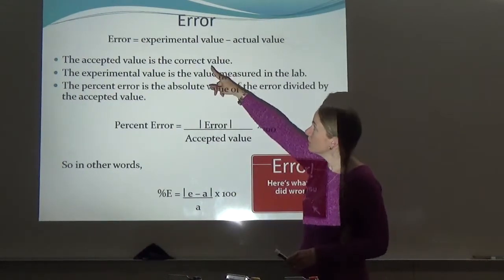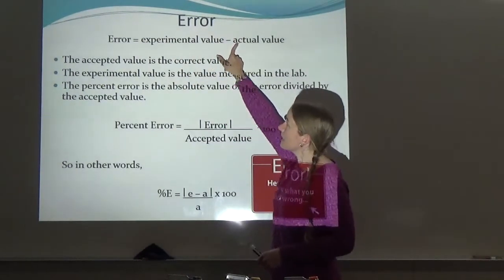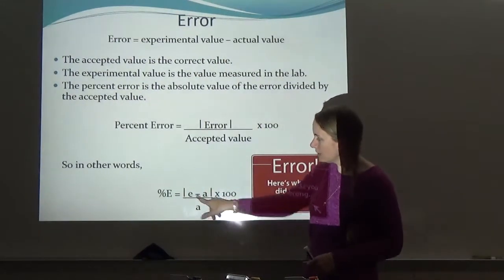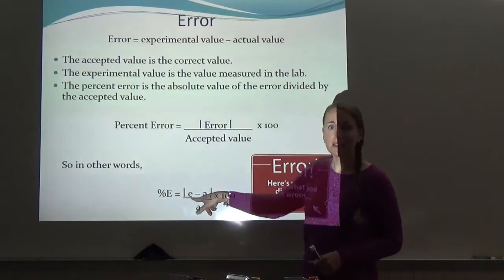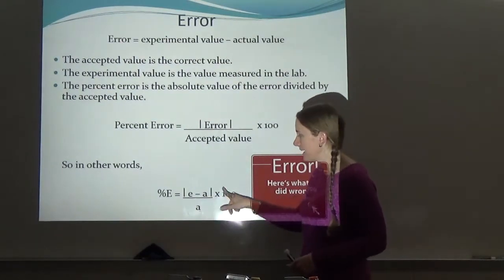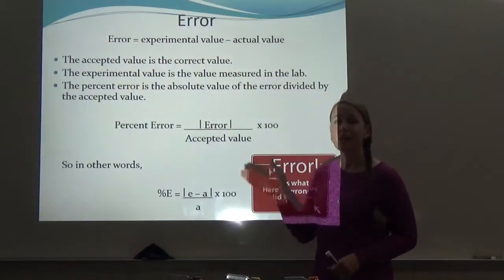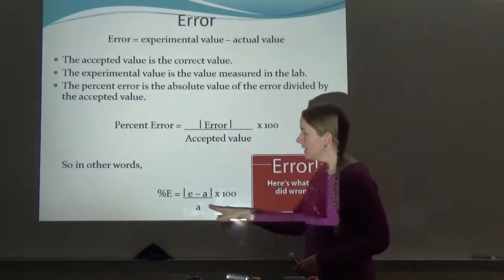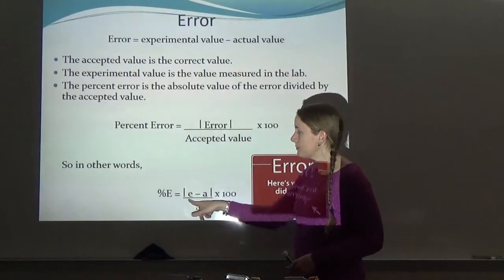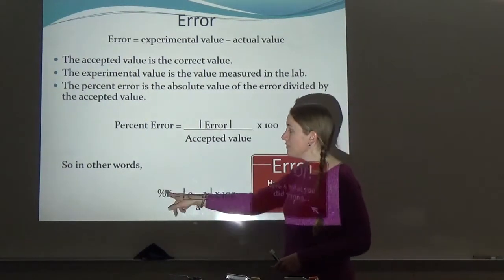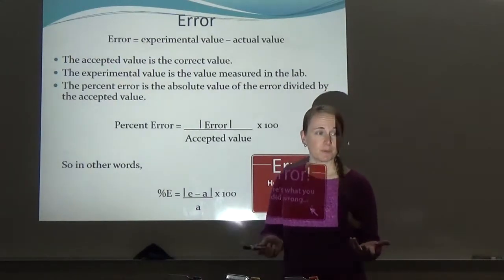So error is just E minus A, experimental minus actual. Percent error is the absolute value of E minus A, which means whatever comes out of here must be positive, divided by A times 100. Since error is just E minus A, error can be positive or negative. Since percent error has the absolute value, percent error must always be positive. And the unit for percent error is going to be the percent sign.